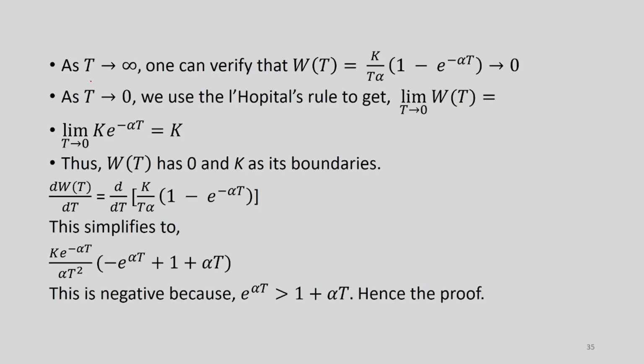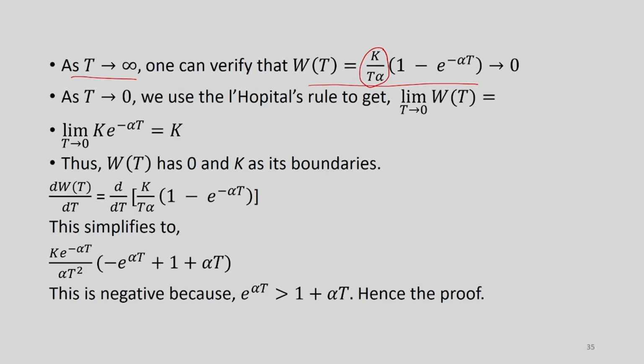Okay, that's what we have done here. As capital T goes to infinity, that is positive infinity, this is the form of the function. You can straight away see that capital K divided by capital T, this term goes to 0, right? So, the whole expression will go to 0. So, capital Wt goes to 0 as capital T goes to infinity.